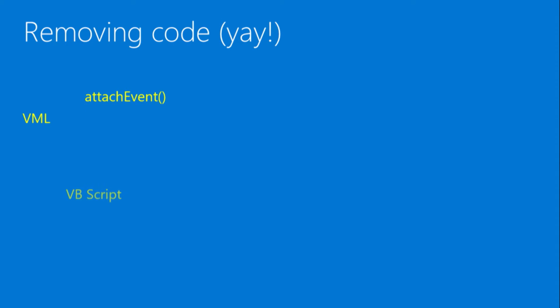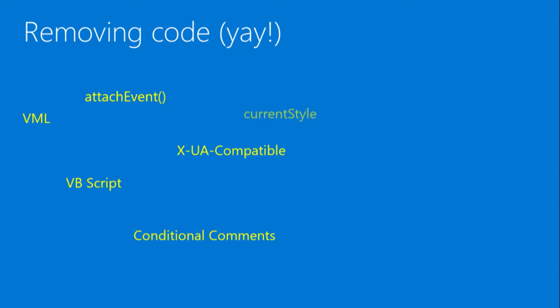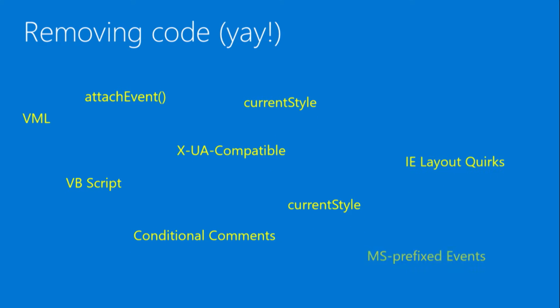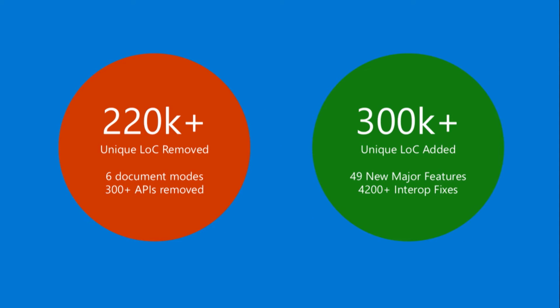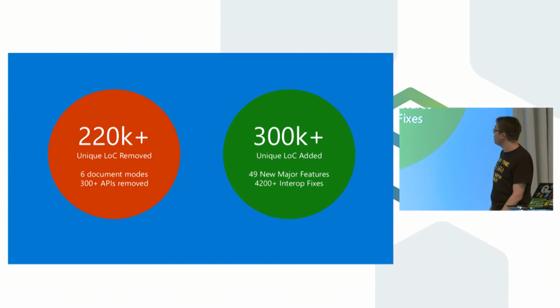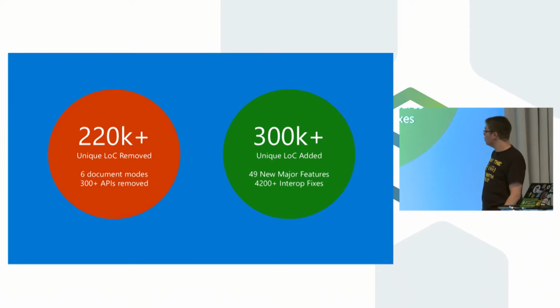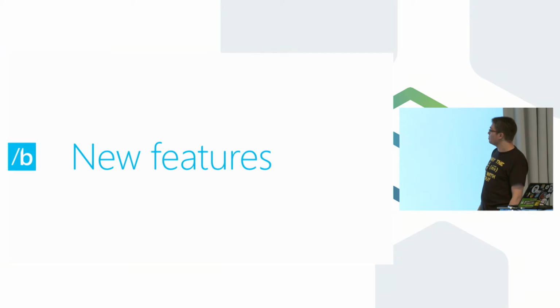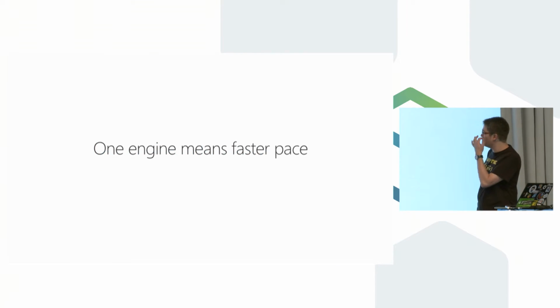We've been removing a lot of code from IE, like VML, that was something like SVG, but competing, like VBScript, remove it, and currentStyle, some of the quirks of the layout, some prefixes, events, conditional comments, and everything has been removed. So we ended up removing 220,000 lines of code from IE because nobody needed it anymore. And thanks to that, we've been able to add 300,000 lines of code to support new features and new cool things in our browser. So let's talk about the new features, and I've got a couple of demonstrations.